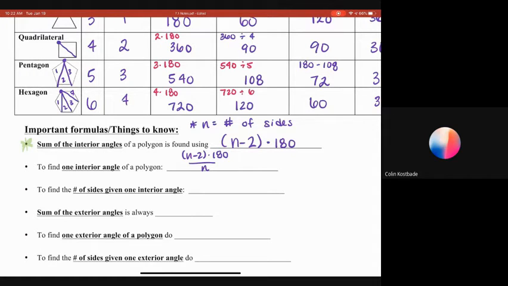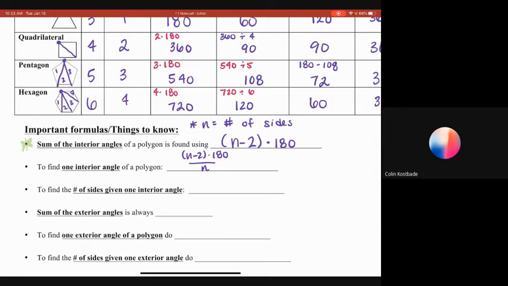Now, there is more than one way to do this. This formula is going to be like a suggestion. If you want to find the number of sides given one interior angle, there's a whole long process you could possibly go through where you take your one angle and try to figure out your sum based on that, and then go through your formulas. It's kind of a pain, and it takes a while. The easiest way is you actually use the sum of your exterior angles.